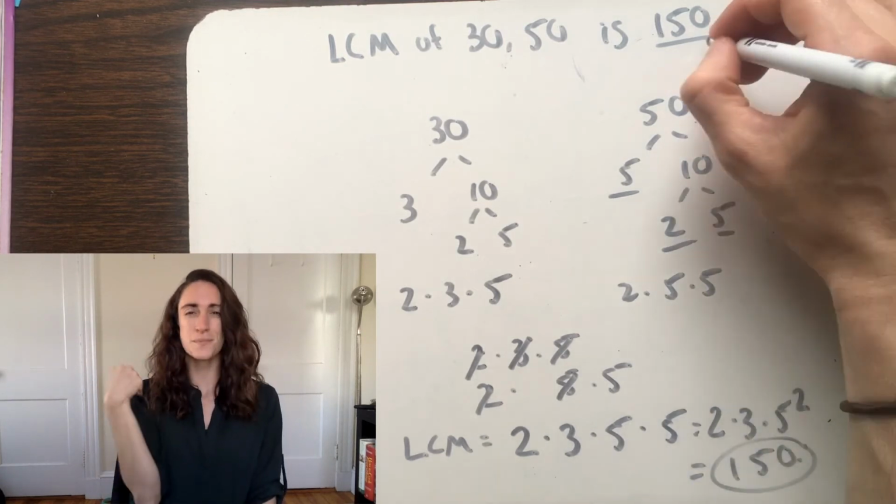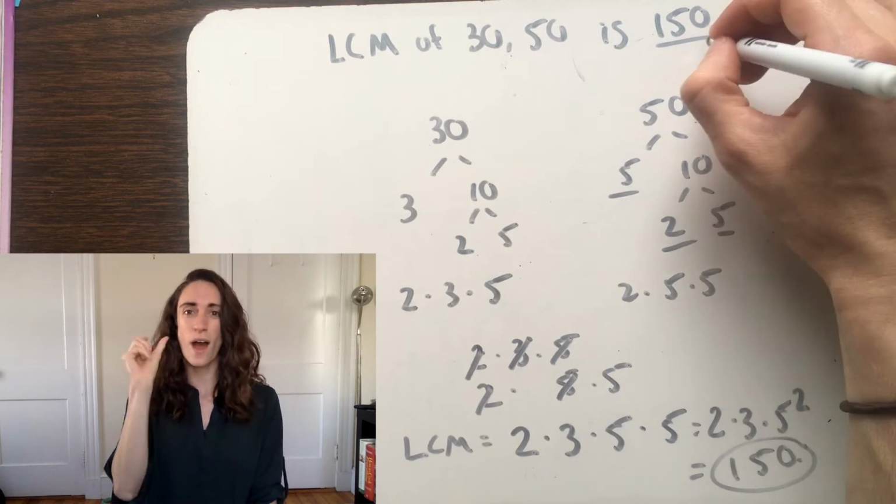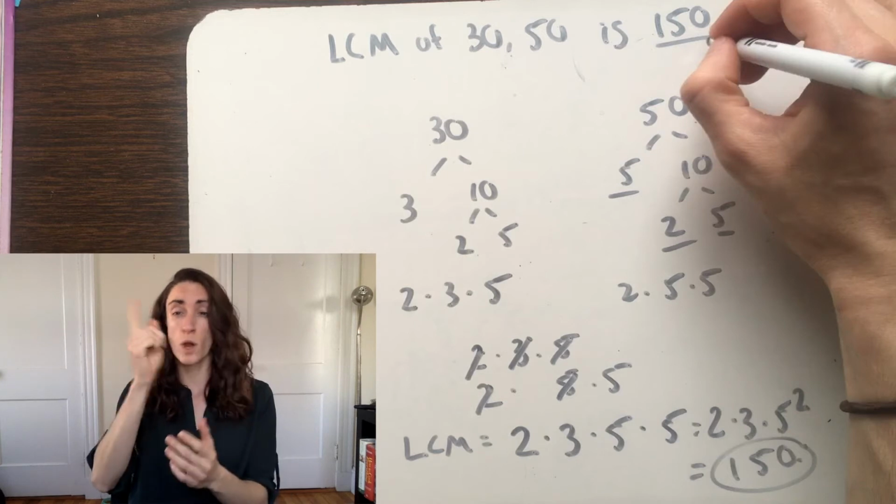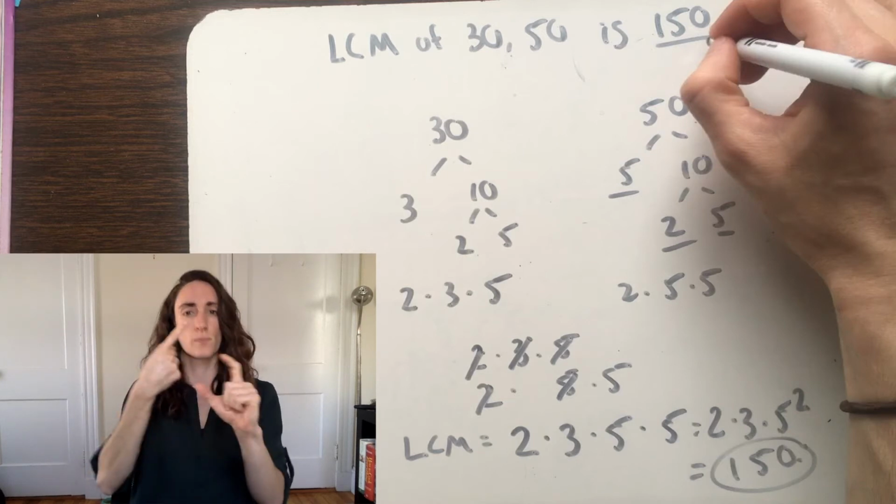So the LCM, which is the smallest collection of prime factors that satisfies both prime factorizations, is 2 times 3 times 5 squared, which is 150. And you can see this was a more direct way of finding it than listing out all the multiples.